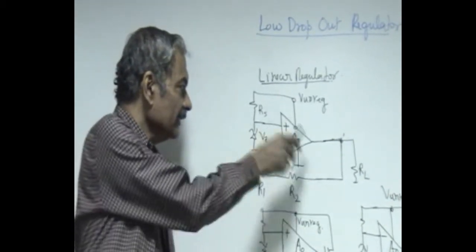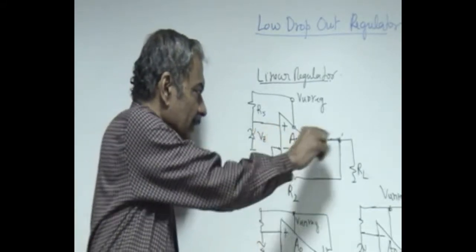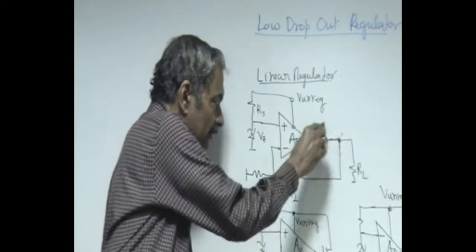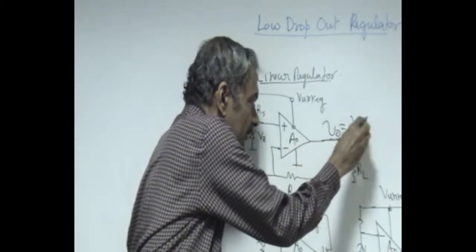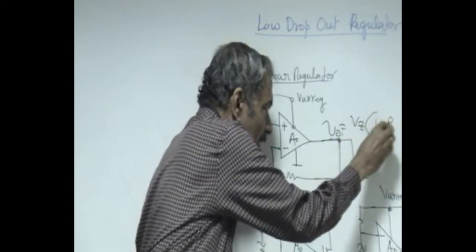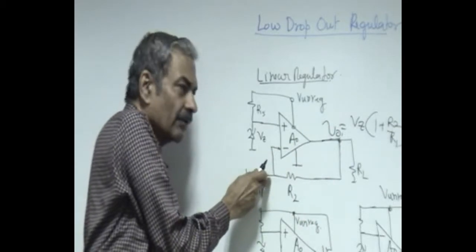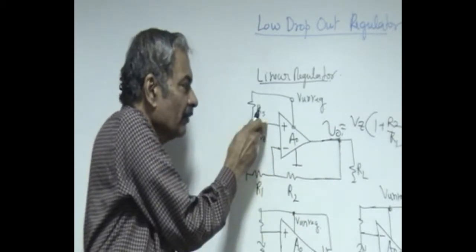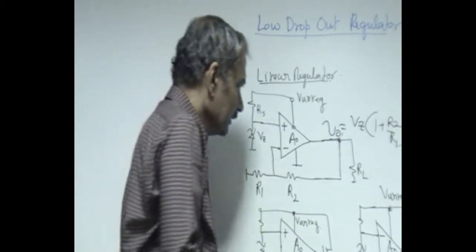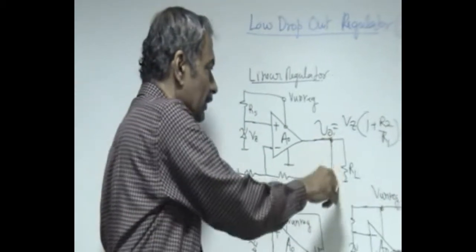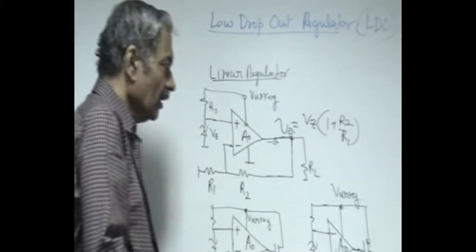And if it is negative feedback like this, then we know that the gain of this whole thing is such that V0 is going to be equal to Vz into (1 + R2), because it is V0 into beta. Beta is R1 by R1 plus R2, which is made equal to Vz, and therefore Vz into (1 + R2 over R1) is what the output is going to be, and the load can be delivered current by this operational amplifier.